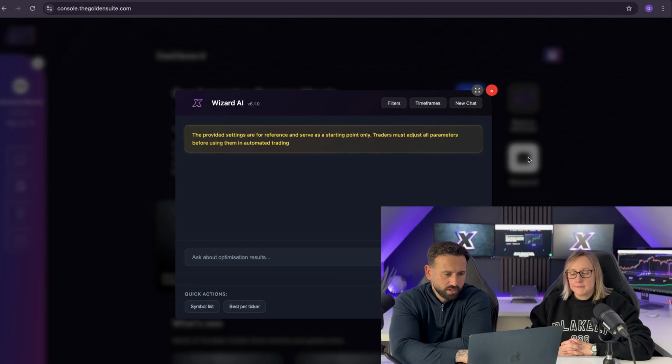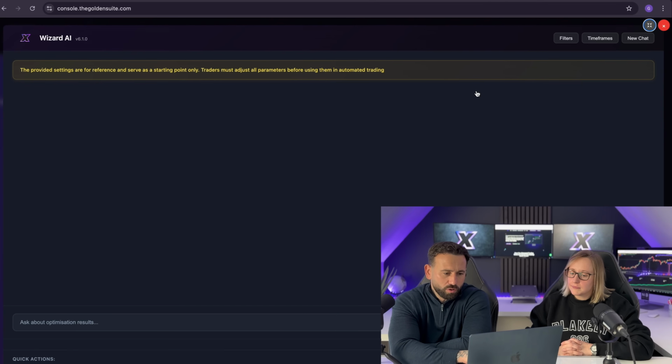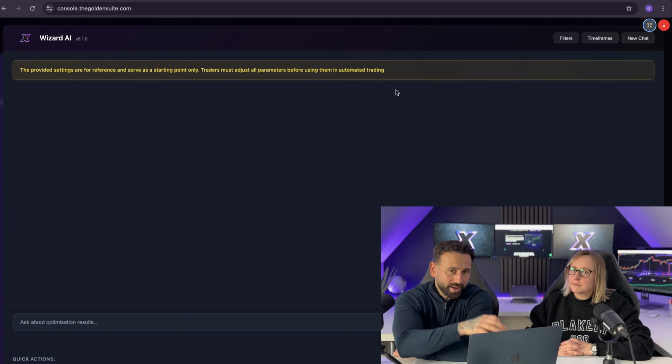You click on this and a pop-up appears. Now, this Wizard AI is your own AI agent. It's connected to the Next Gen Fully Automated Trading system, so it understands and it knows strategies. So you can ask it for different strategies on different symbols and it just gives you that strategy. Then all you've got to do is send it to your Next Gen Automated Trading system and away you go. You're now an automated trader.